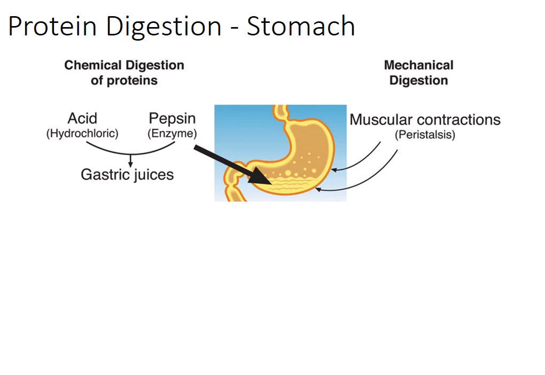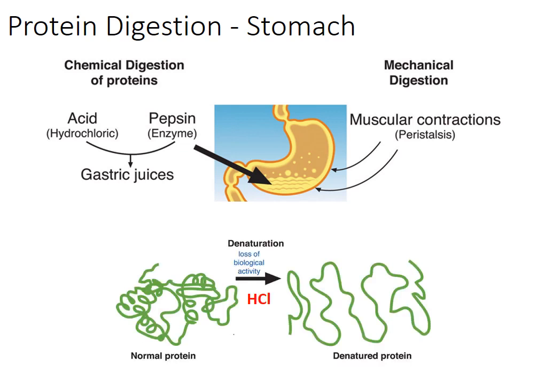Protein digestion starts in the stomach. The gastric glands of stomach produce gastric juice which contains hydrochloric acid and enzyme pepsin. Hydrochloric acid denatures the protein in stomach. In this process, the protein uncoils and loses its natural shape. The protein will no longer function once it is denatured because the shape usually determines the function.